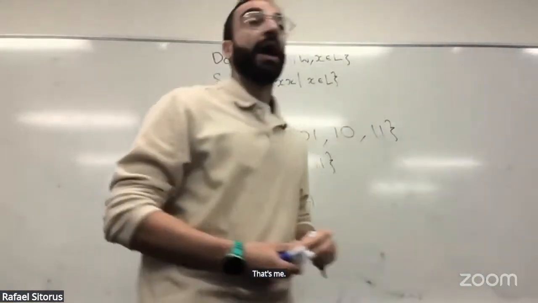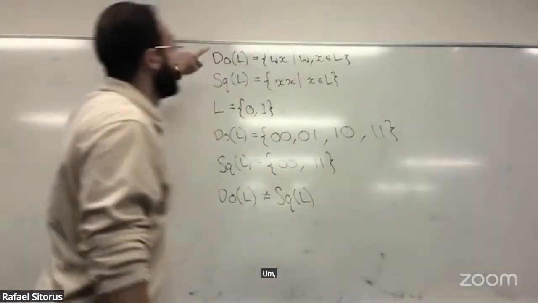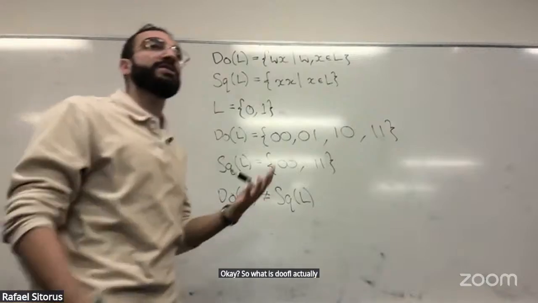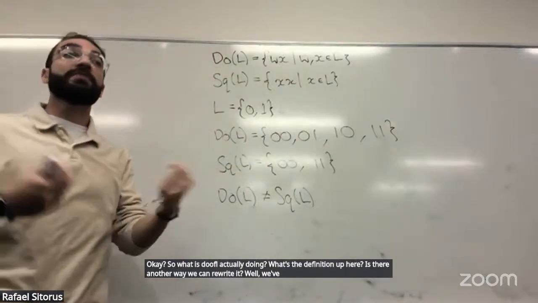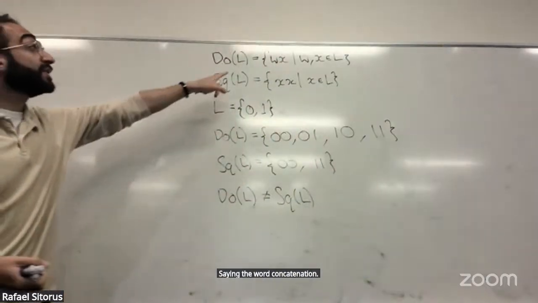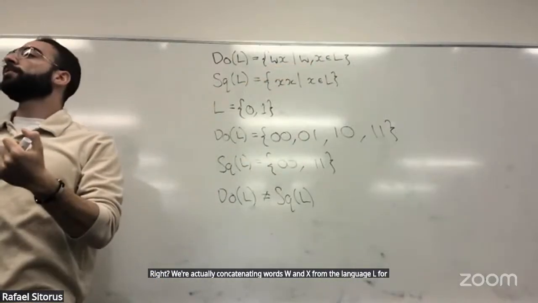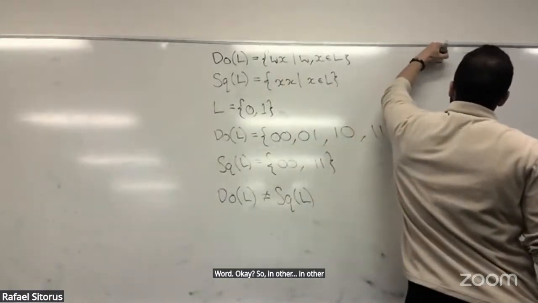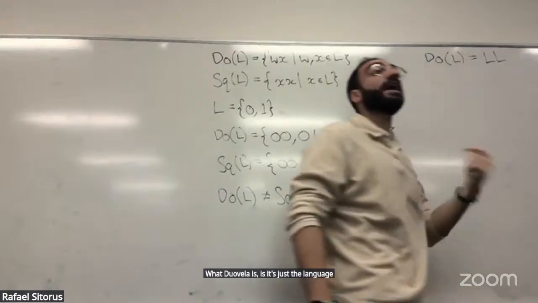The next question was, if L is regular, is double of L regular? So what is double of L actually doing? What's the definition up here? Is there another way we can rewrite it? Well, I've given a bit of a hint by saying the word concatenation. We're actually concatenating words W and X from the language L for every possible word. So in other words, double of L is just the language L concatenated with itself.